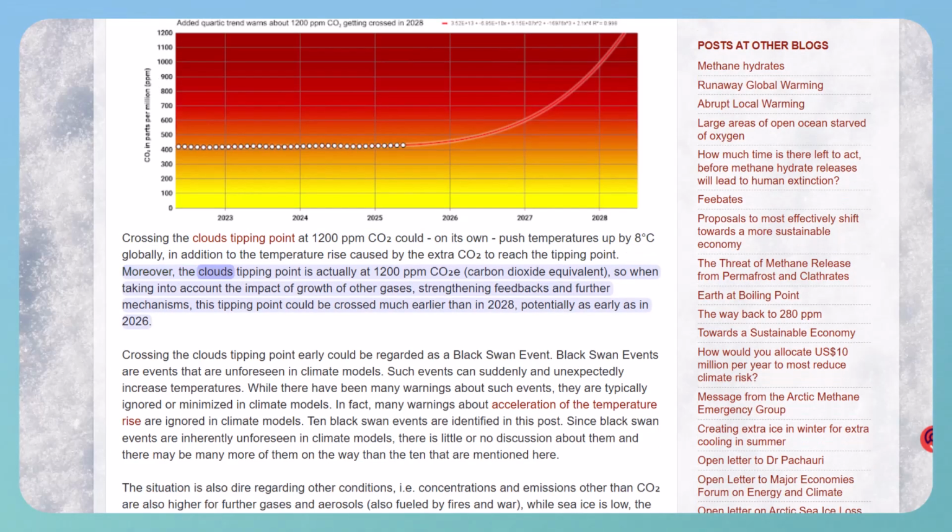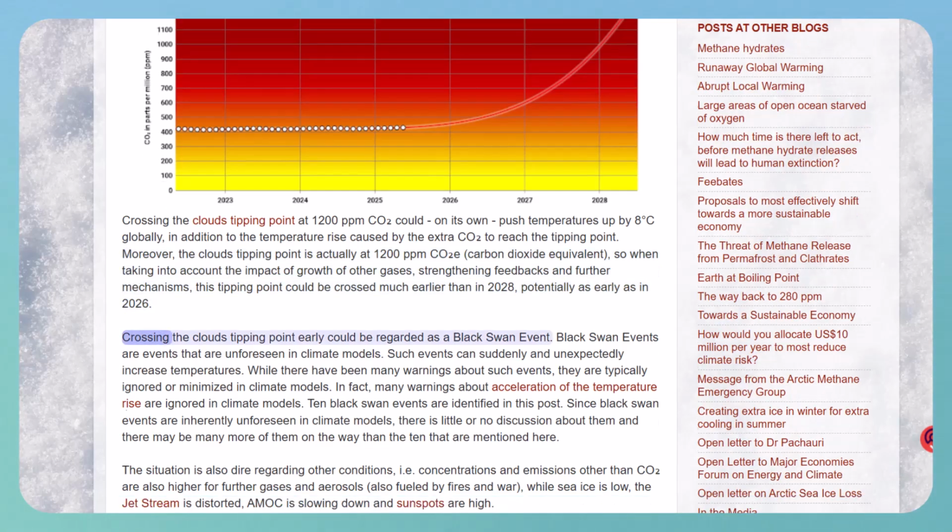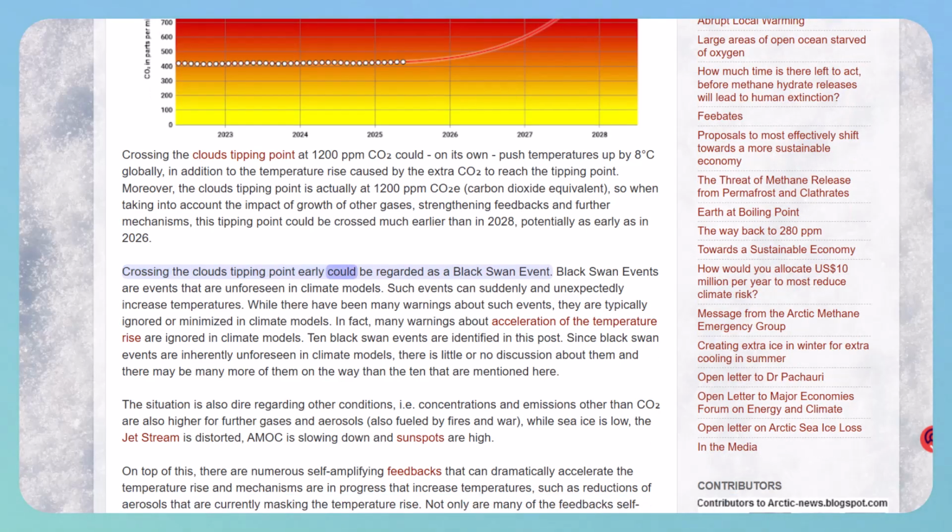Moreover, the cloud's tipping point is actually at 1,200 ppm CO2e, carbon dioxide equivalent, so when taking into account the impact of growth of other gases, strengthening feedbacks, and further mechanisms, this tipping point could be crossed much earlier than in 2028, potentially as early as in 2026. Crossing the clouds tipping point early could be regarded as a black swan event.